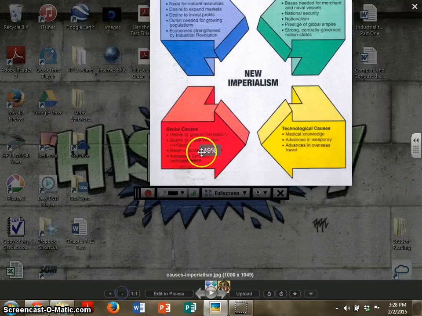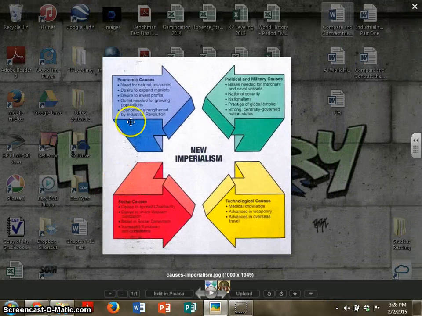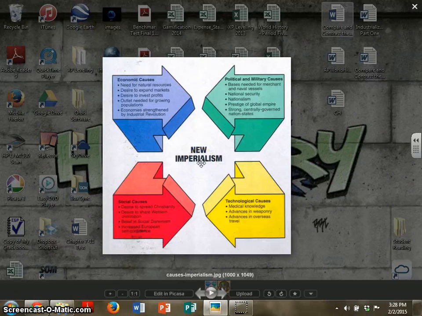So when you take all these together, all of these form what's new imperialism. These are all the causes that you need on your test to understand imperialism.